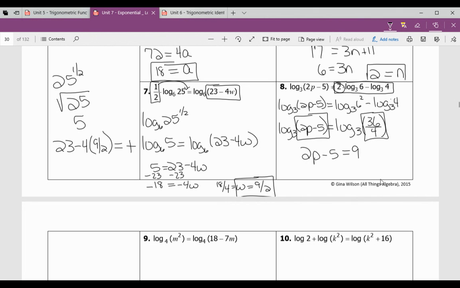Where did 9 come from? By dividing. I add 5. I get 14. I divide by 2. I get p equals 7. Two times 7 is 14. 14 minus 5 stays positive, so I'm good.